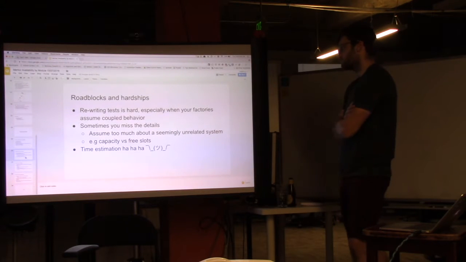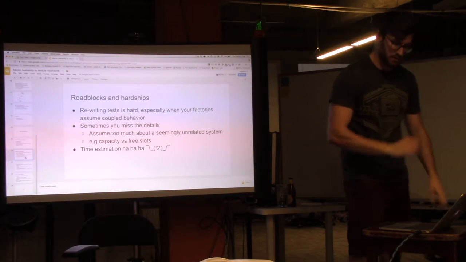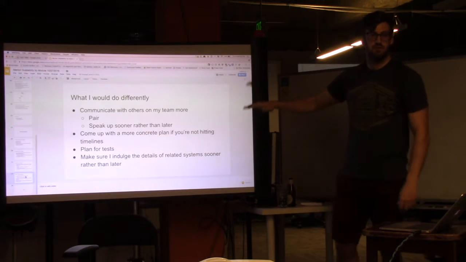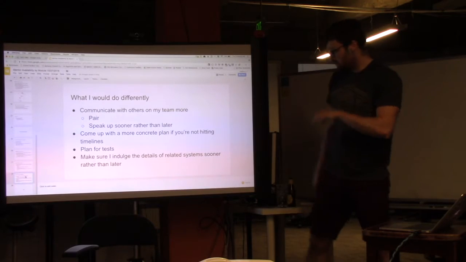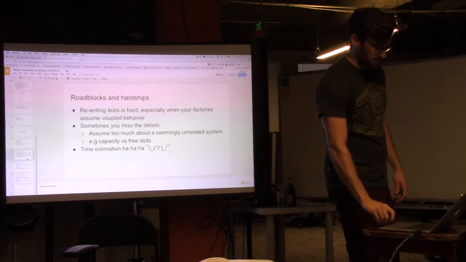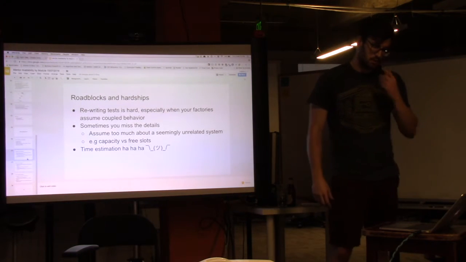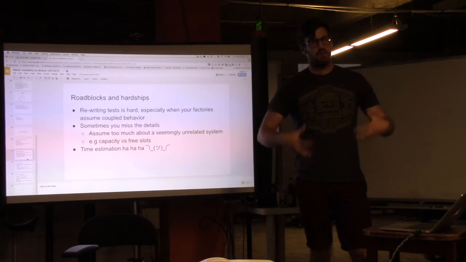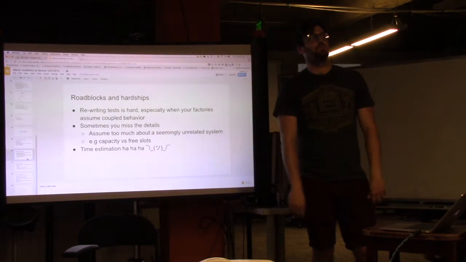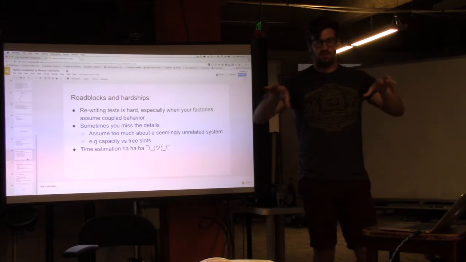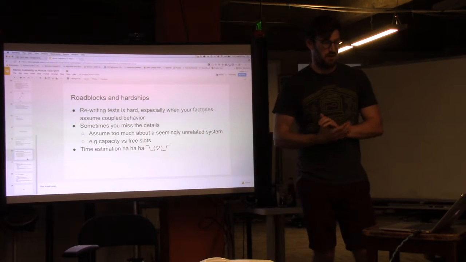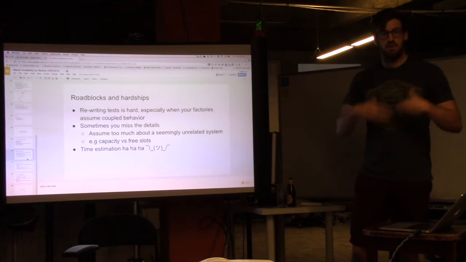No. I think some of what I would do differently addresses those hardships. Planning for tests is a big part of that. In terms of the details, I also addressed that in what I would do differently: maybe look at adjacent functionality a little more extensively, look at the tests beforehand, and the time estimation I would address by being more communicative, right?